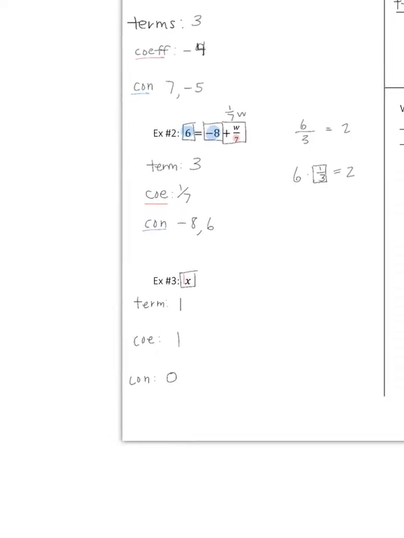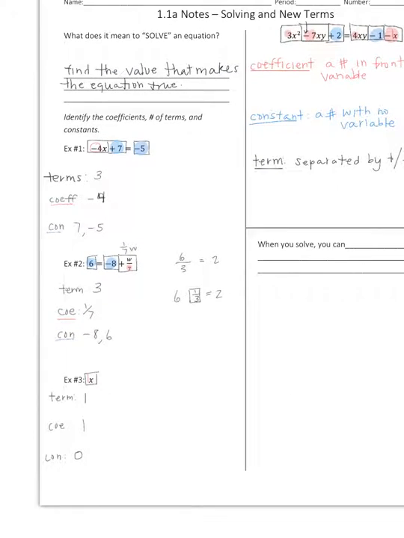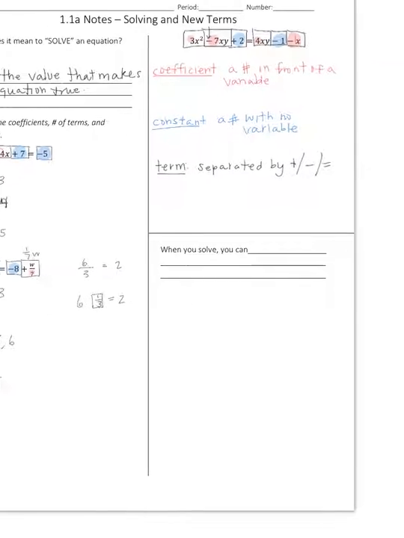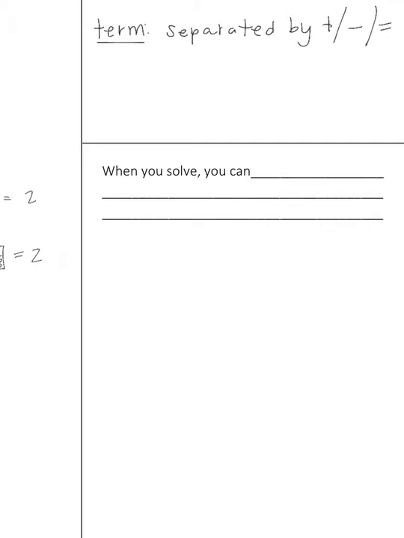So that's just kind of an overview of what coefficients are, numbers in front of variables, constants are numbers without variables, and the terms are separated between pluses and minuses and equal signs. They're the pieces of the equation. Now, to go on to this, let's go into solving just a little bit.